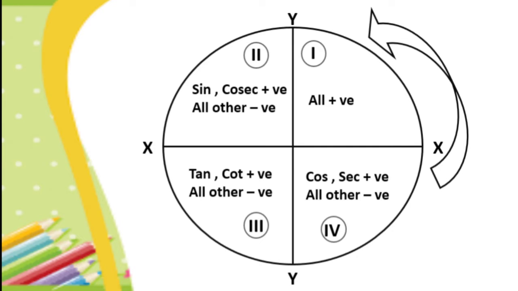Assalamu alaikum. Today we'll study the signs of the trigonometric functions in the four quadrants. Here you see the x-axis and the y-axis, which compose four quadrants: first, second, third and fourth.